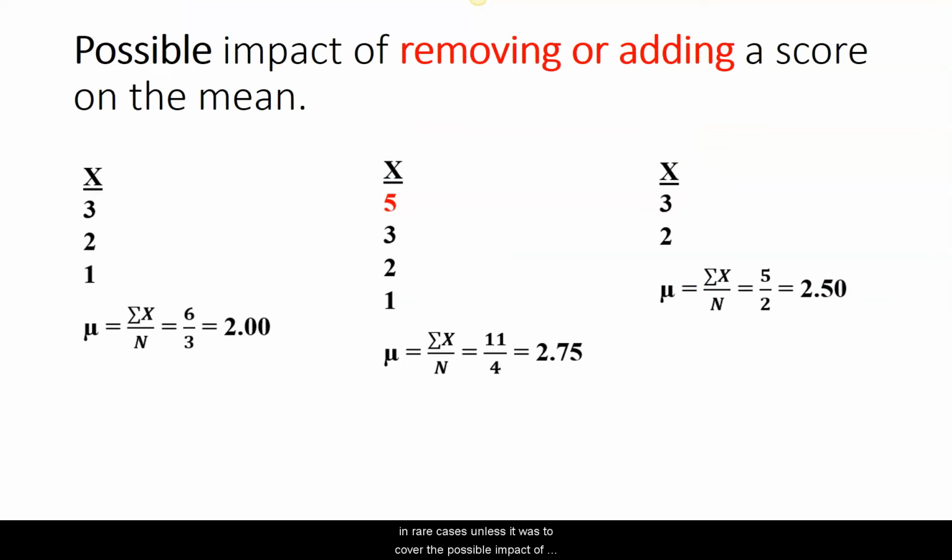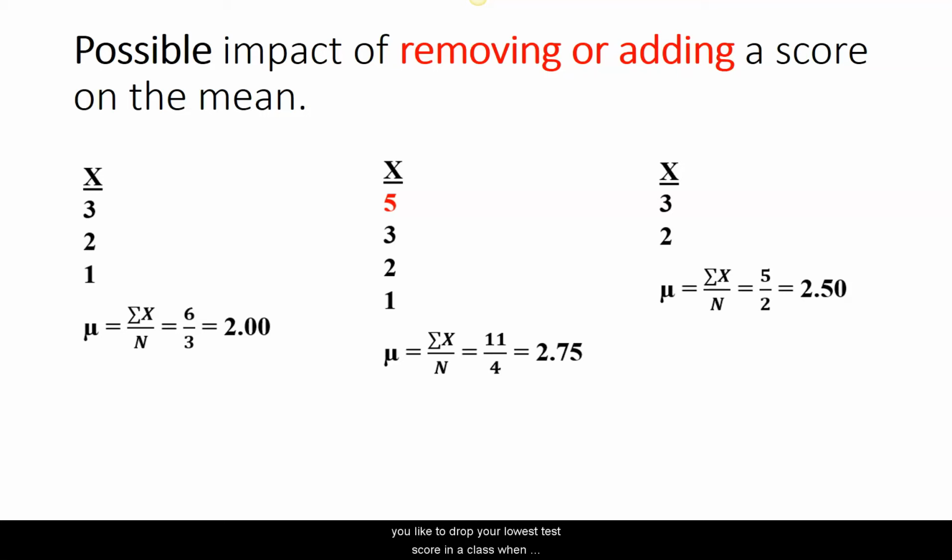Let's cover the possible impact of removing or adding a score on the mean. We've got the original 3 numbers that are part of a population. What if I added a 5? 5 is higher than all the rest of the numbers, and of course that would increase the mean. That's the middle scenario there. What if I removed a 1? Instead of 3, 2, 1, I've just got 3 and 2. Well, that raises the mean. I removed a low number, which raises the mean.